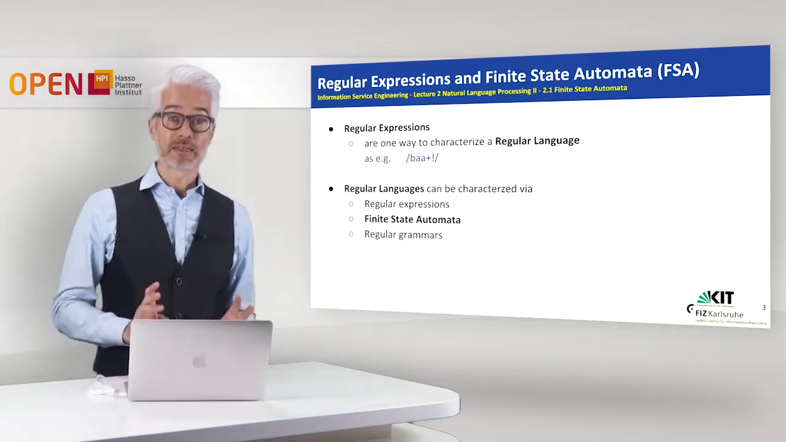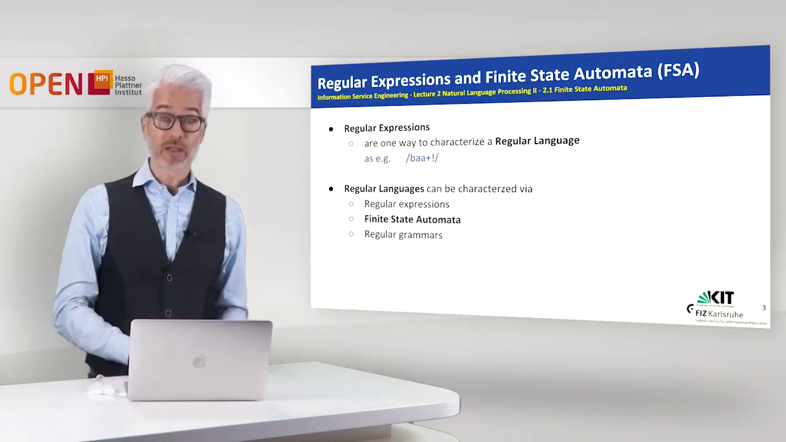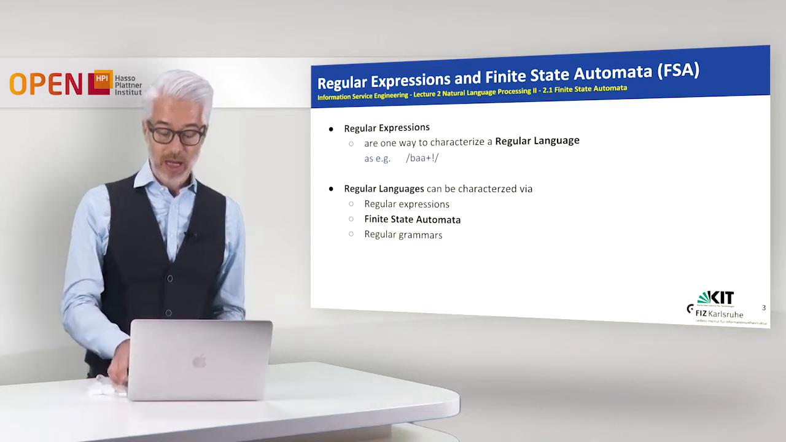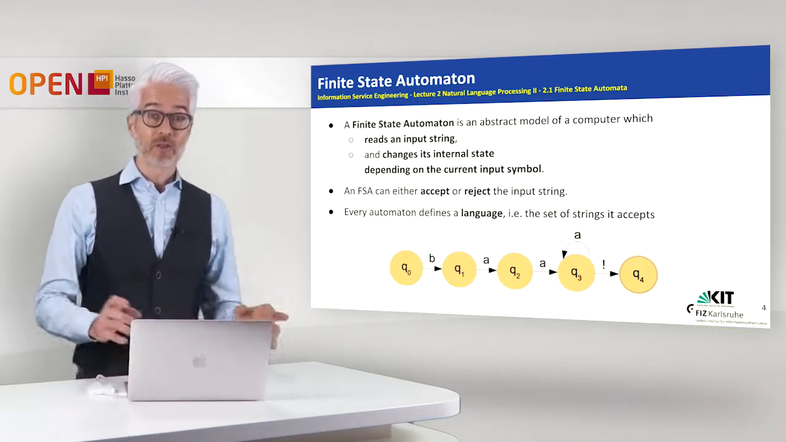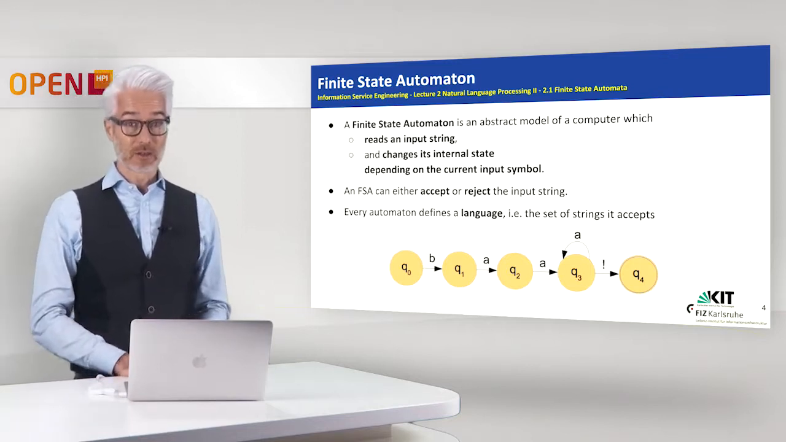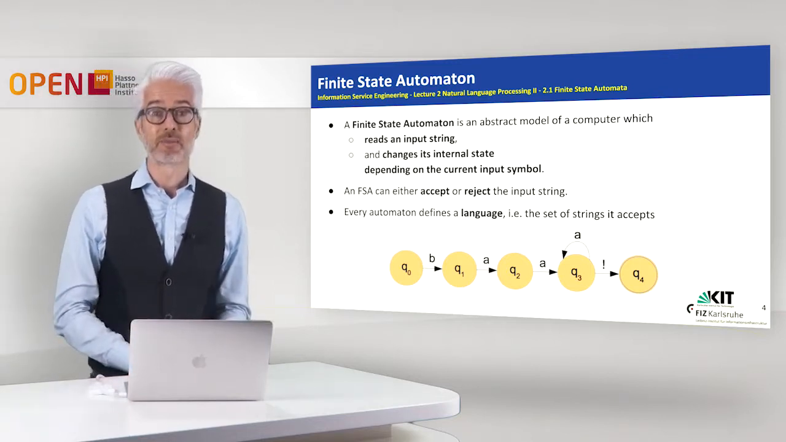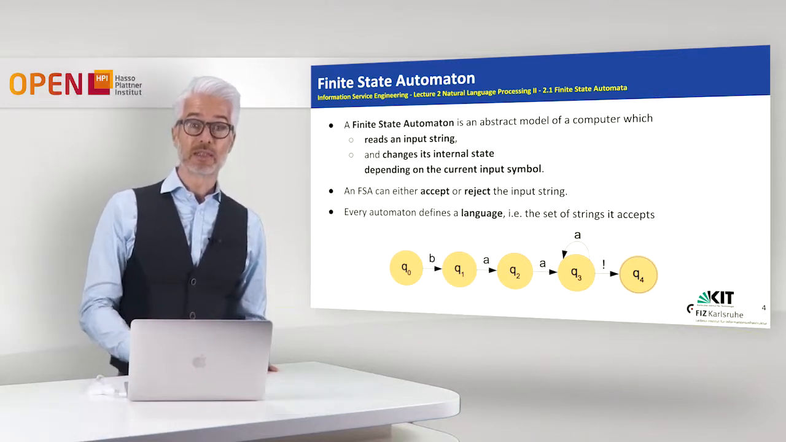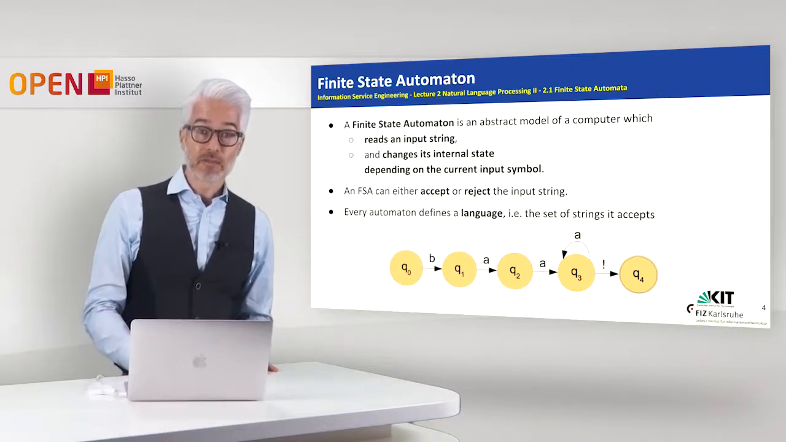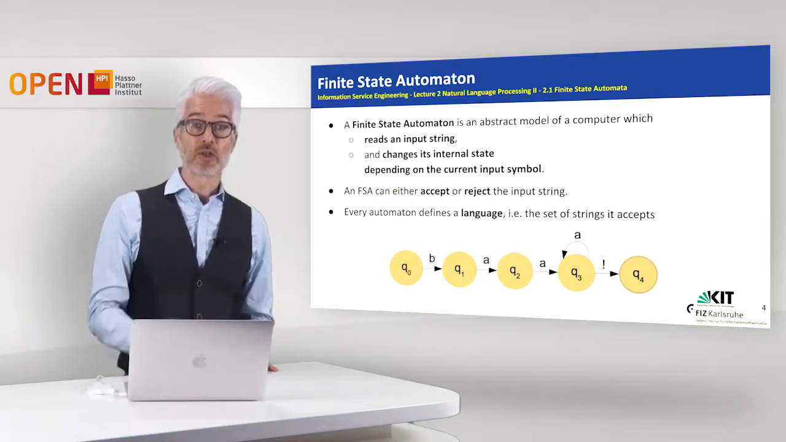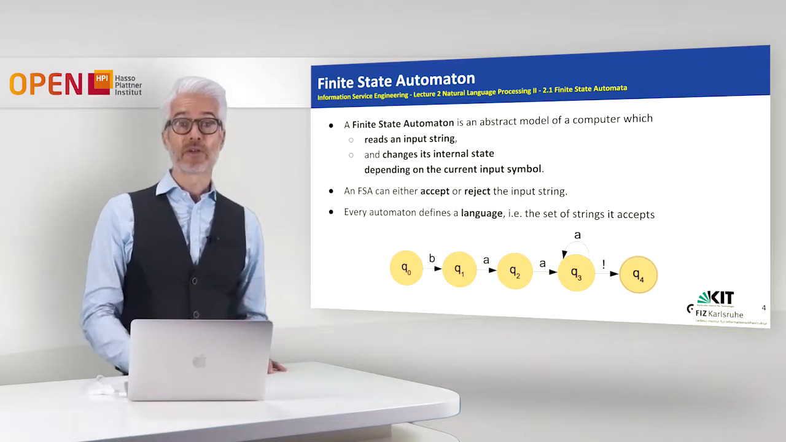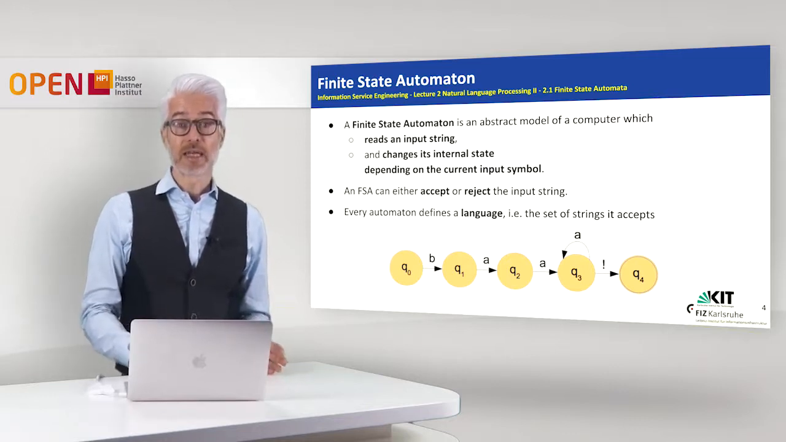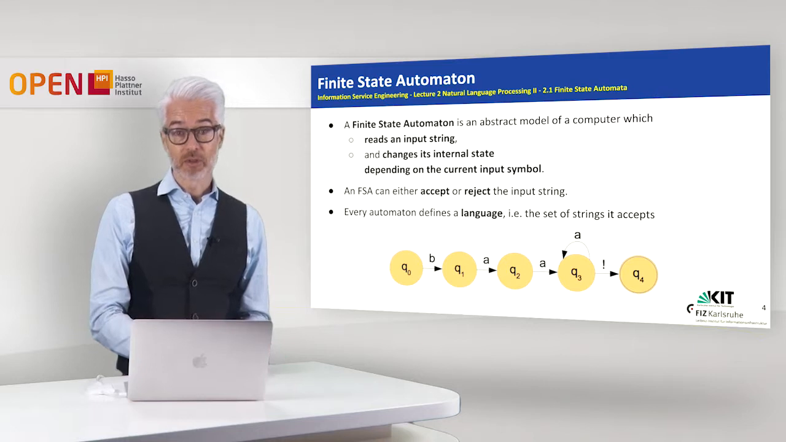We will need the finite state automaton for recognizing and analyzing natural language expressions, and I will show you in this lecture how this works. First of all, let's define what a finite state automaton is. A finite state automaton is an abstract model of a computer, a rather simple computer, of course. It can read an input string, and by reading that input string, it changes its internal state, depending on the current input symbol. In the end, the finite state automaton can either accept or reject the input string.